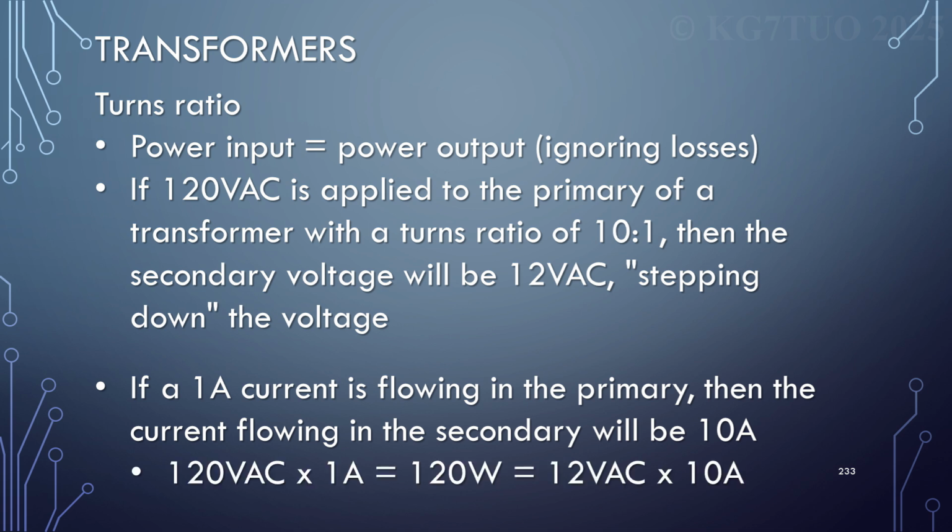It's all interrelated. 120 volts AC times 1 amp equals 120 watts. 12 volts AC times 10 amps is the same as 1 amp at 120 volts AC. There's a reason that AC is much more friendly. I can use a lot smaller wire to carry 1 amp than I can to carry 10 amps. So we're going to do some math here on this. We'll be doing the math on a transformer, and we will do that now.